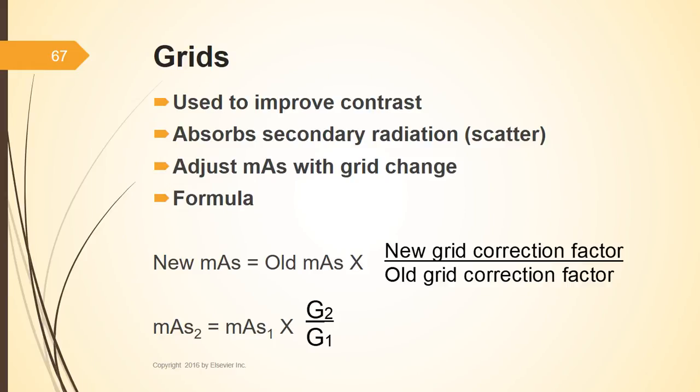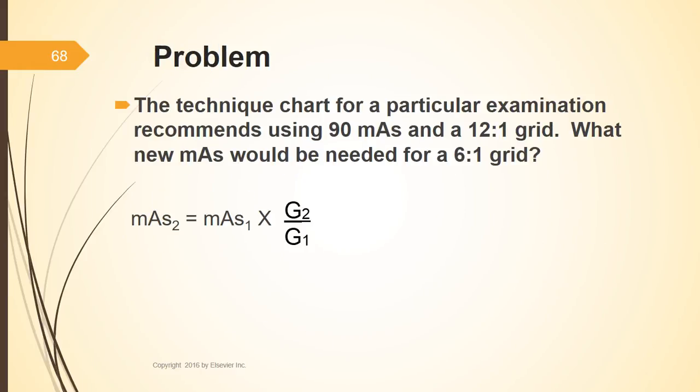Here is a better way to look at that because we have a little problem. But again, remember that. The technique chart for a particular exam recommends using 90 mass and a 12-to-1 grid. What if you only have a 16-to-1 grid available? What new mass needs to be used? Although you'll probably never have to change a grid because whatever your department has, that's the grid you're stuck with. But we like to throw these just in case examples because back in the day you may have had two to choose from. So in this example, you're going from a 12-to-1 to a 6-to-1.